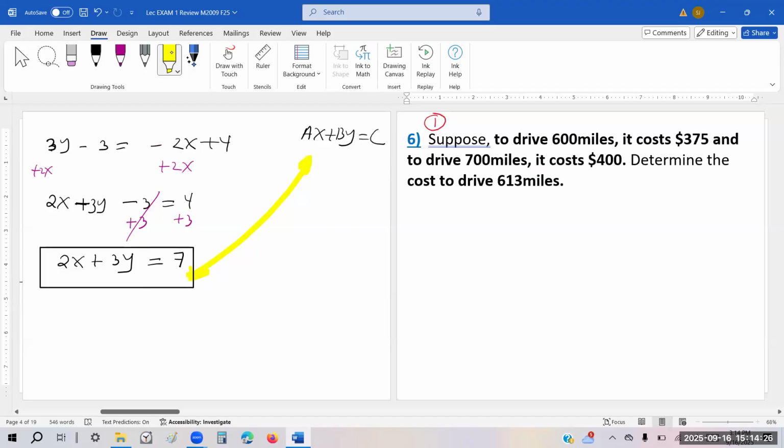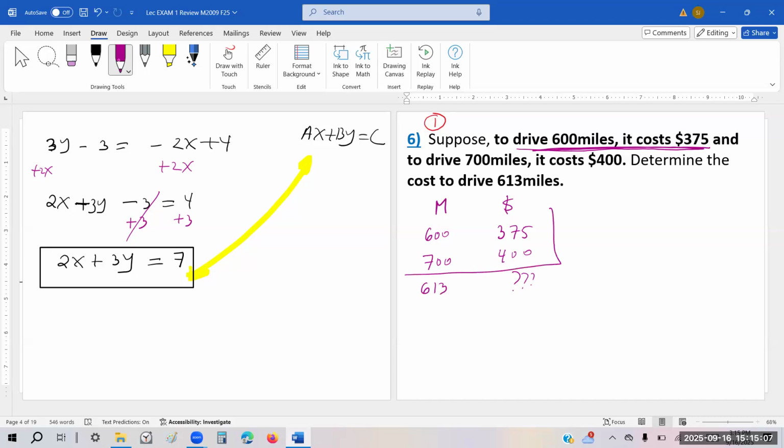Okay, the next one, real life application, I'm going to give you if I have a space on the exam. It says, if you drive 600 miles, you need $375. So miles and dollars. If you drive 600 miles, you need 375. And if you drive 700 miles, you need $400. Now they are asking how much money you need if you buy 613 miles.